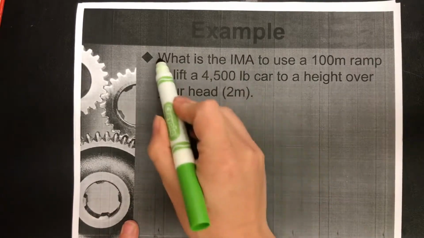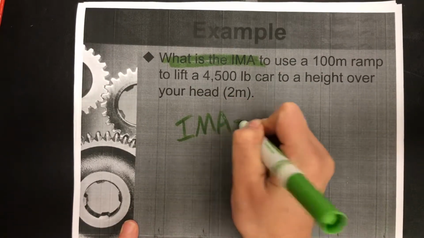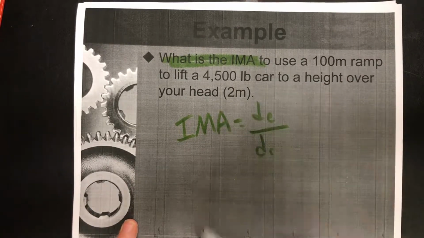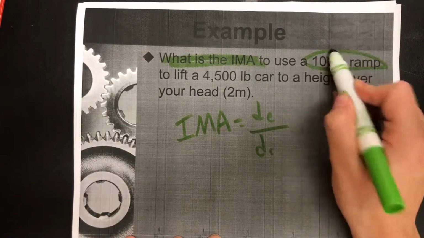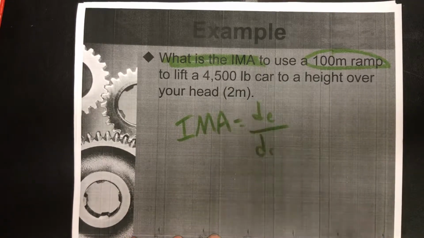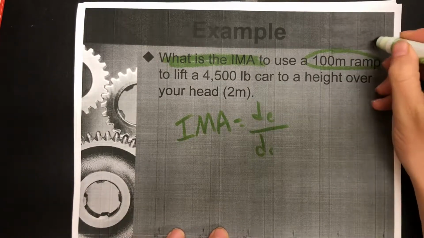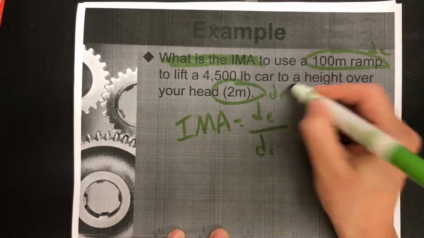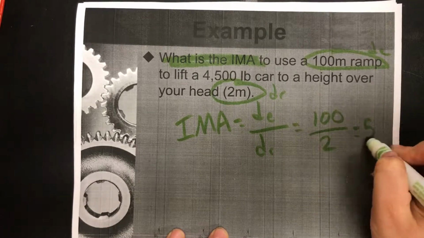Okay? So, what is the IMA? So you're looking for IMA. Sorry that it's dark. So remember, the equation is DE over DR. So you've got all these different values, you've got to figure out which one is which. So: use a 100-meter ramp to lift a 4,500-pound car to a height of 2 meters. So what are you doing? You're going to walk along the ramp. So this is your DE. The height is always going to be your DR. So all you're doing is 100 divided by 2, which gives you 50.